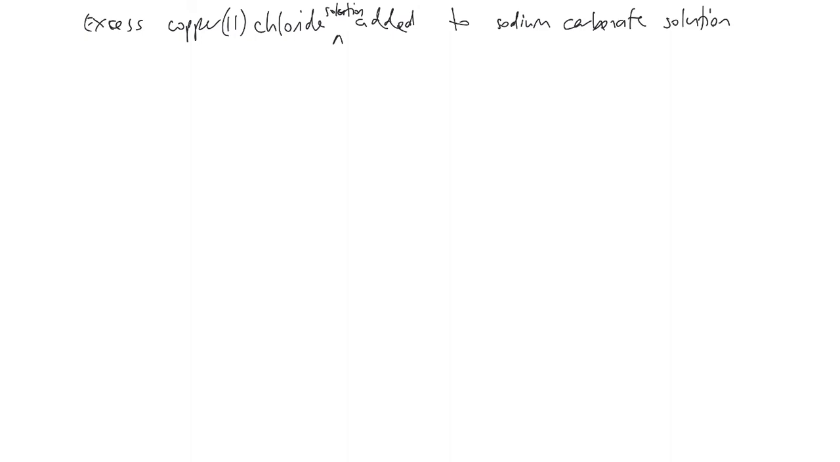So, the idea is that we should be able to do the observation for this one. However, we need to start considering what it means for something to be in excess or limiting at the end of the reaction. Okay? So, if we do this, we're going to write out the equation. So, copper(II) chloride, CuCl2, aqueous solution, added to sodium carbonate, Na2CO3, aqueous solution, to form.